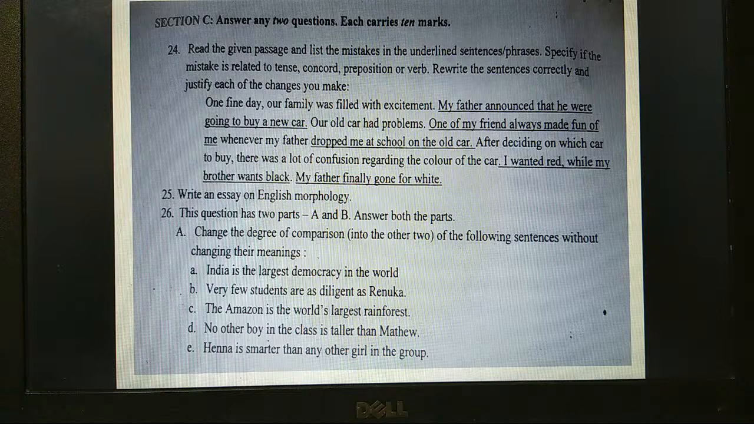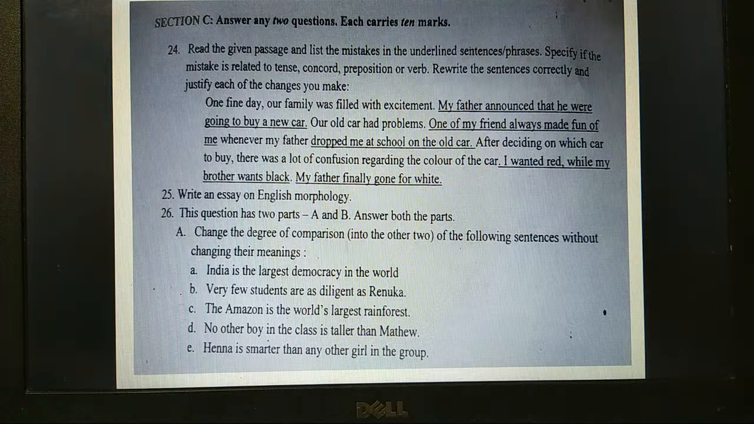My father dropped me at school in the old car. It's an error with the preposition. The preposition is wrong, and it should be "in the old car." Right, now we move forward.